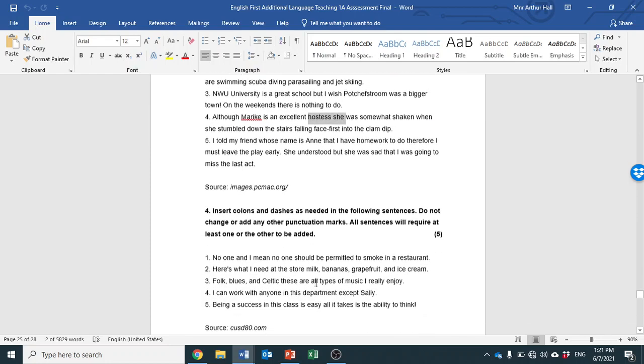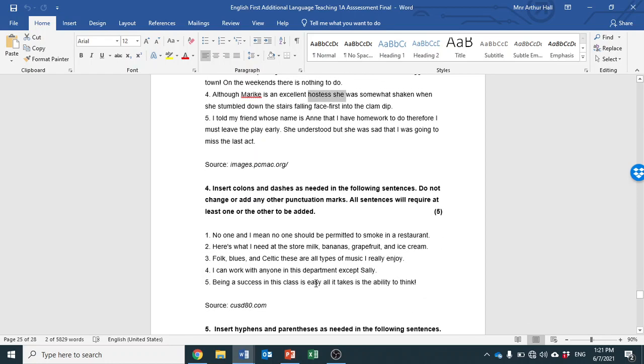Okay. Number 4, insert colons or dashes as needed in the following sentences. So this is basically the same, except you're swapping the semicolons out for colons and commas for dashes. Number 1, no one, and I mean no one should be permitted to smoke in a restaurant. So you've got extra information here. You can either use colons or dashes, they say.